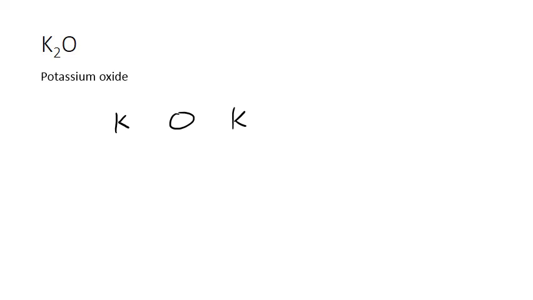Now, one thing you want to remember is when you look at the periodic table, potassium has one free electron that it wants to get rid of. Oxygen has 6. It wants to gain 2. So this actually makes sense as a compound because the potassium will get rid of its electron, or these two potassiums will each get rid of their electrons, and then oxygen will have a complete octet.